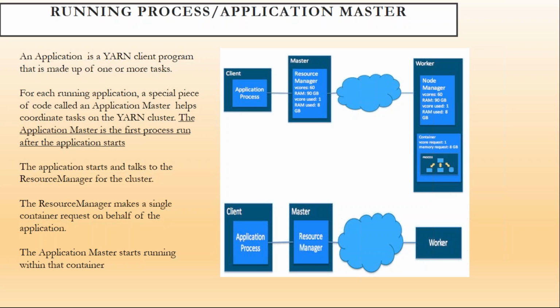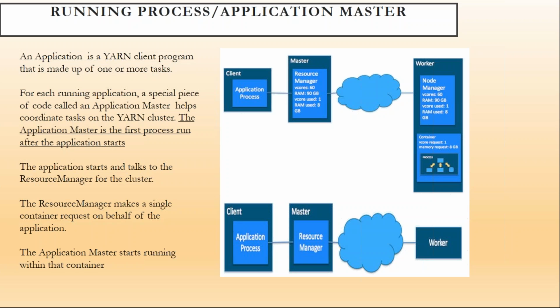The resource manager is making a single container request for one task. If you have multiple tasks within your job, those multiple tasks will have multiple containers, and these multiple container requests will be placed by the application master with a container request. Okay, on behalf of the application means for your task to complete, there should be resources. That resource request will be made by your resource manager. Make sense, everyone? Any questions till this point?